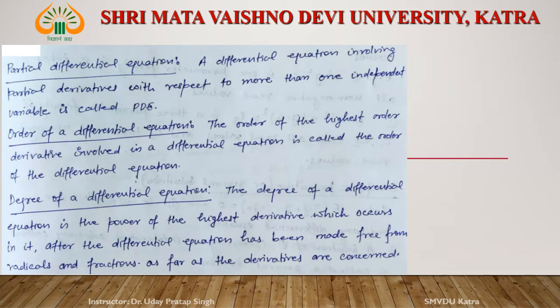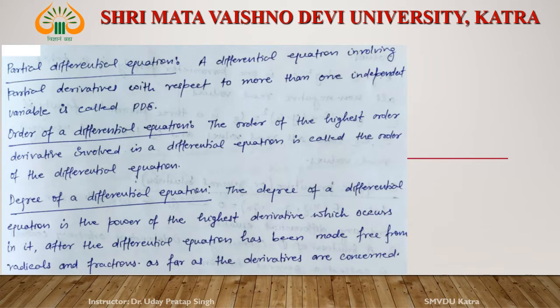What is the degree of a differential equation? The degree of a differential equation is the power of the highest derivative which occurs in the differential equation. But the condition is that the powers of the highest derivative are taken after making the equation free from radicals and fractions. As far as derivatives are concerned, no radical or fraction powers appear in the derivative.